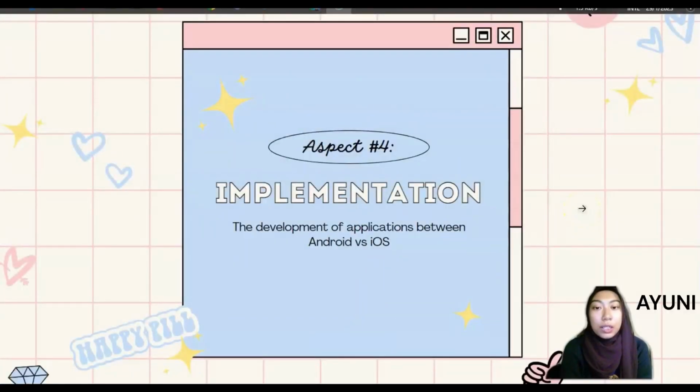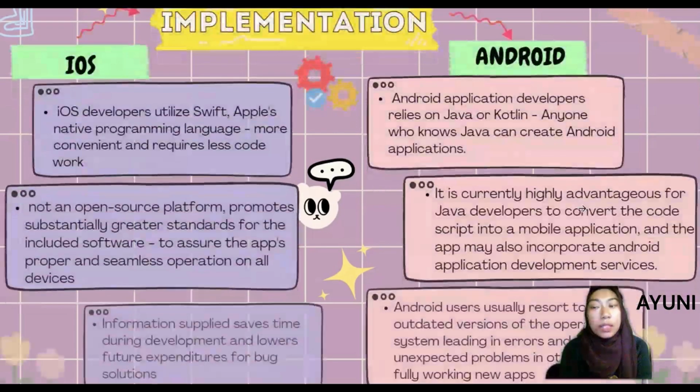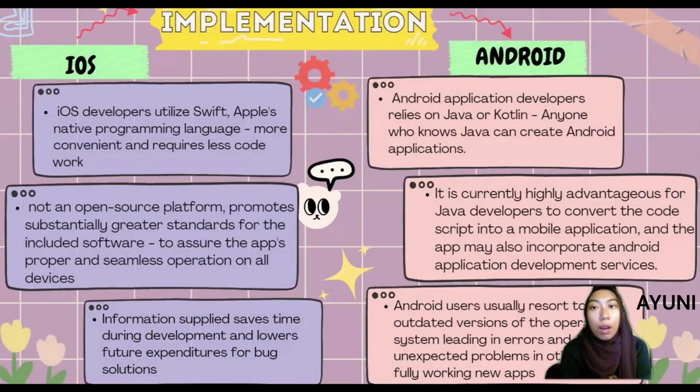Thank you, Farisha. Now I will explain about the fourth aspect, which is implementation in iOS and Android. Implementation in iOS needs less time and cost compared to Android. First point, iOS developers utilize Swift, which is Apple's native programming language. It's more convenient and requires less code work, so it saves time to do the code work.